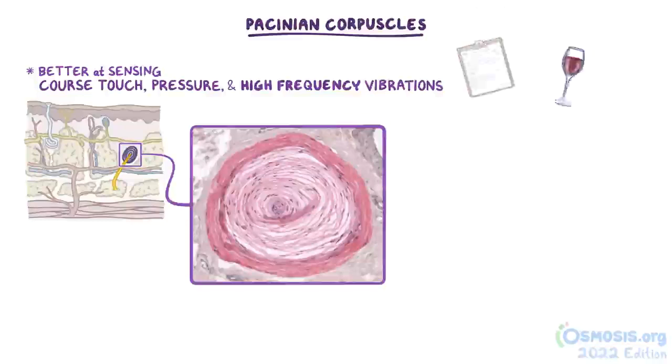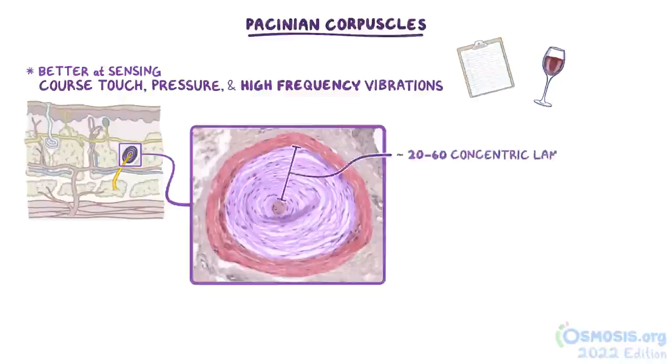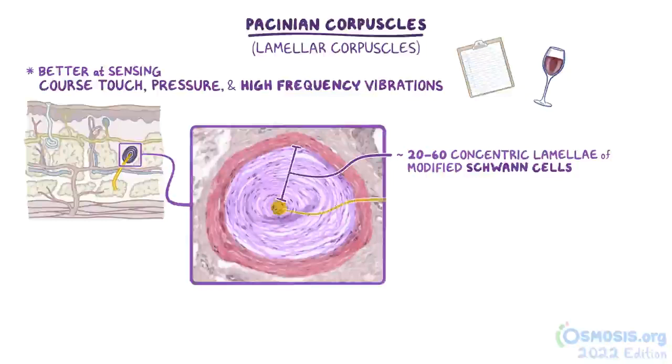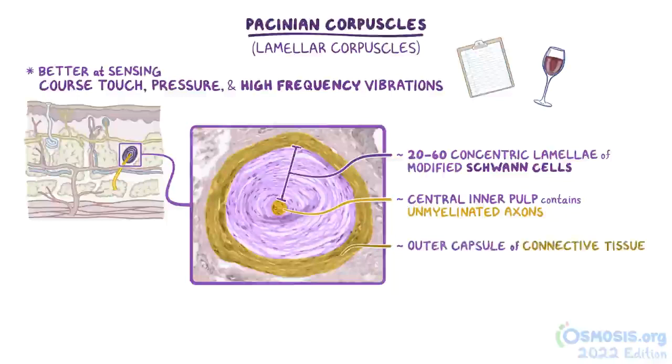The Pacinian corpuscles are large round structures that have 20 to 60 concentric layers, or lamellae, of modified Schwann cells. That's why these corpuscles are also often called lamellar corpuscles. The lamellae surround a central inner pulp that contains unmyelinated axons. In this image, we can see that the corpuscles are also surrounded by an outer capsule of connective tissue.